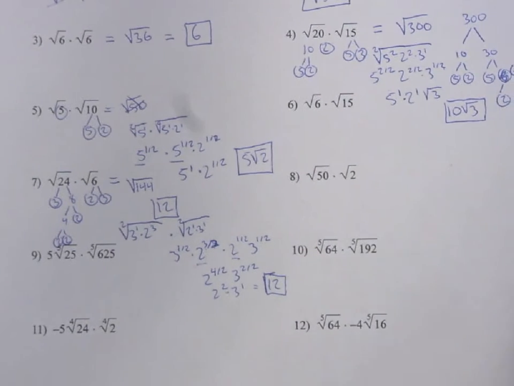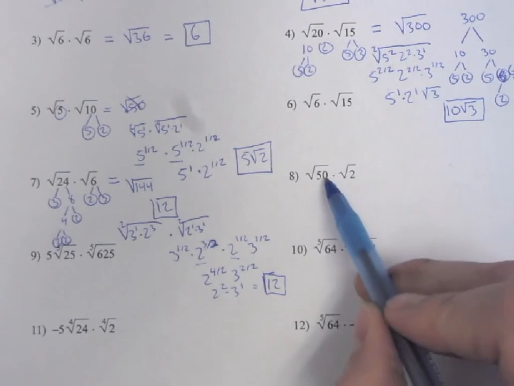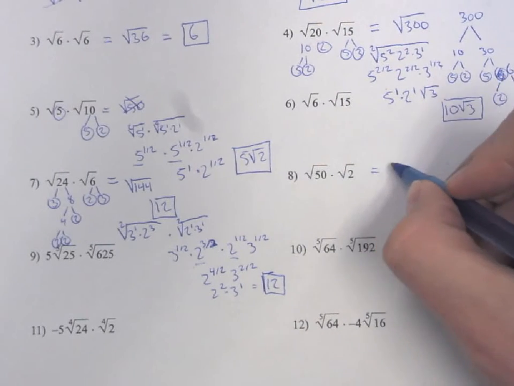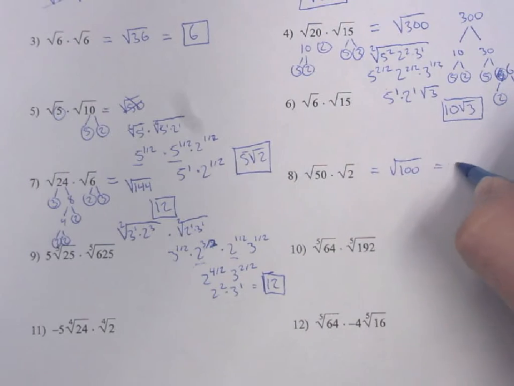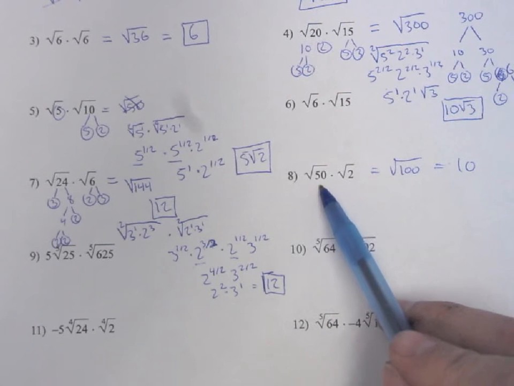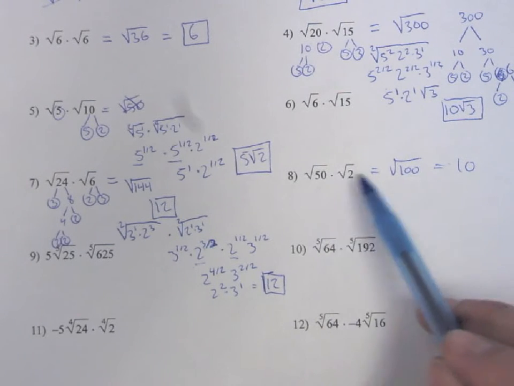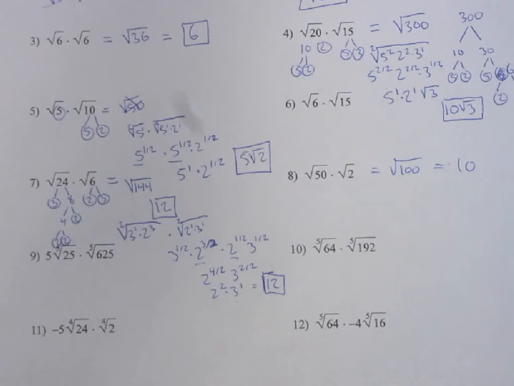All right, let's take a look at number 8. Now if you're thinking ahead, 50 times 2 is 100, right? So this is the square root of 100, which we know is 10. Awesome, so we could do it that way. We could have also simplified this and then multiplied. So that's an option as well.